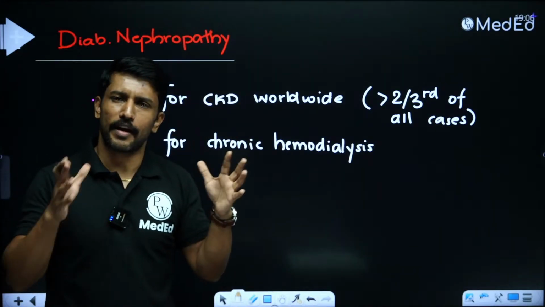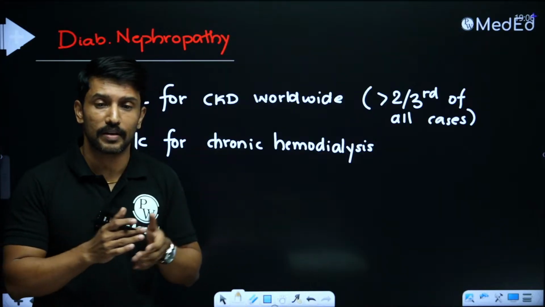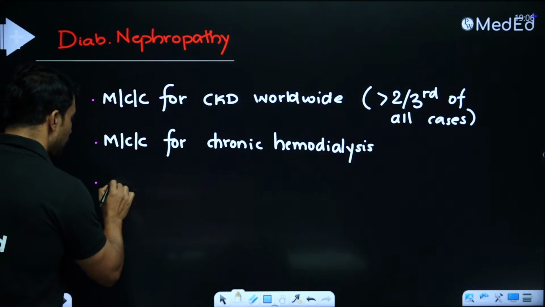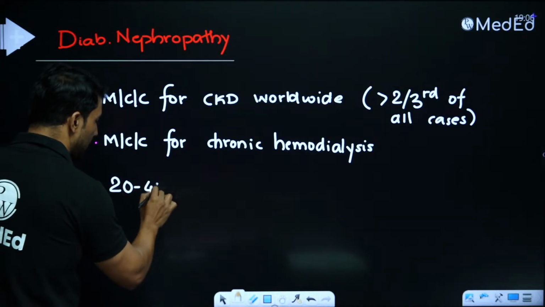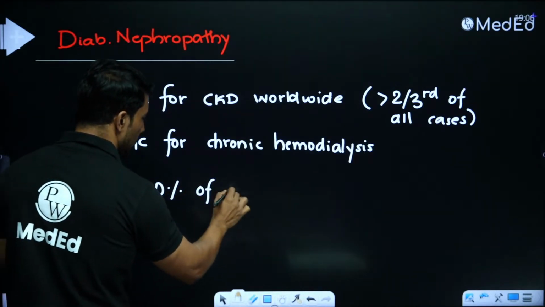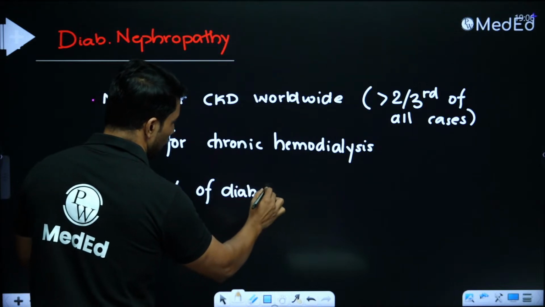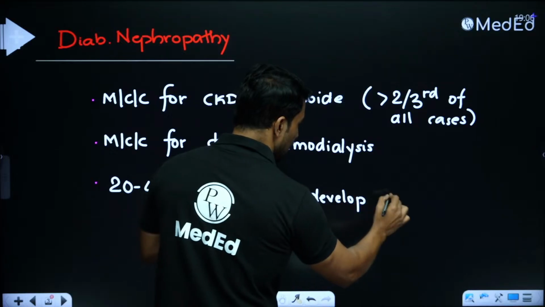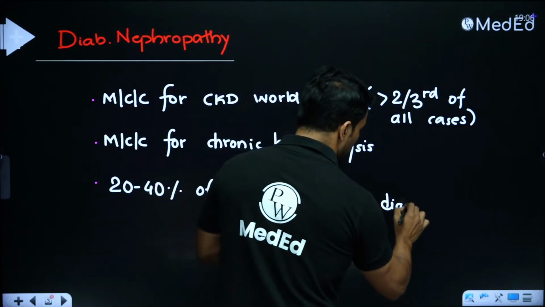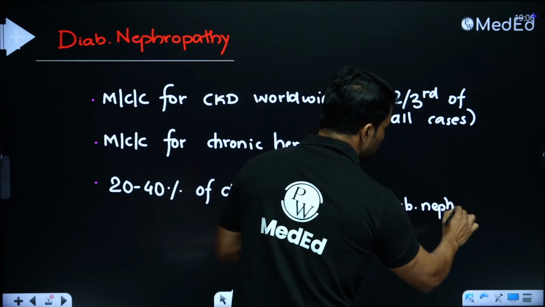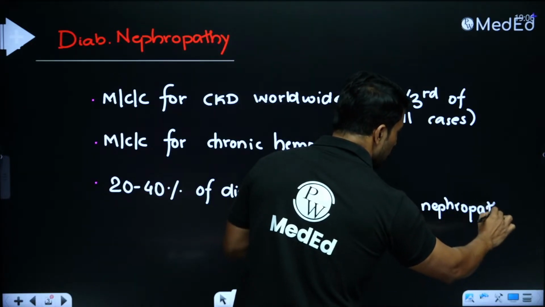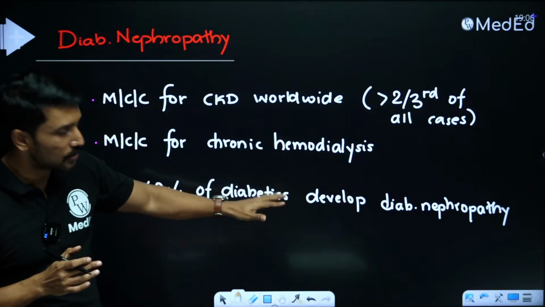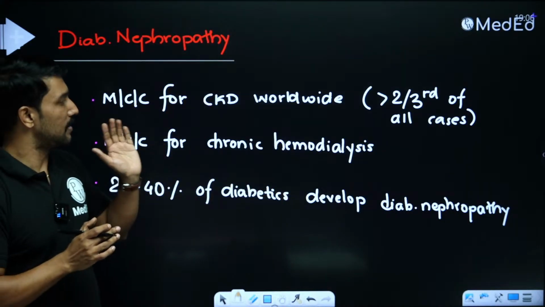Now the question is, will everyone who has diabetes end up developing diabetic nephropathy? The answer is no. It affects 20 to 40% of diabetics. 20 to 40% of diabetics develop diabetic nephropathy. That means not everyone, many of them will live their life without developing diabetic nephropathy despite having diabetes. Okay, so these three statements are very, very important for us to understand the disease.